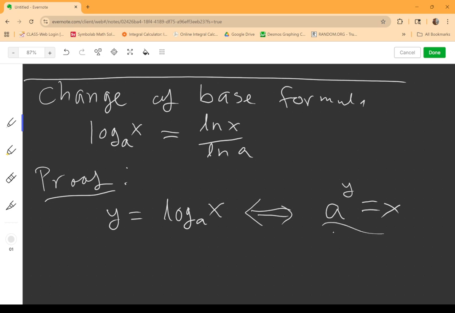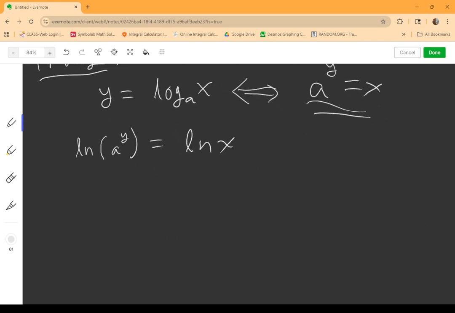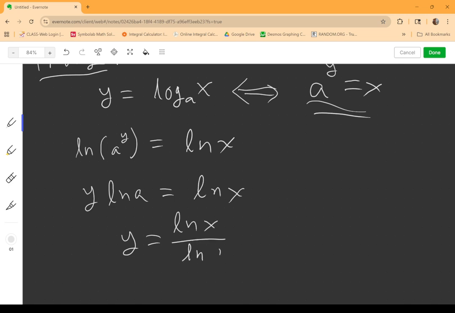So let's start by taking the natural log of both sides. Natural log of a to the y equals natural log of x. And using properties of natural logs, we get y natural log of a equals natural log of x. Or in other words, y is natural log of x over the natural log of a, but we see y is also equal to log base a of x, so log base a of x is equal to natural log of x over natural log of a.